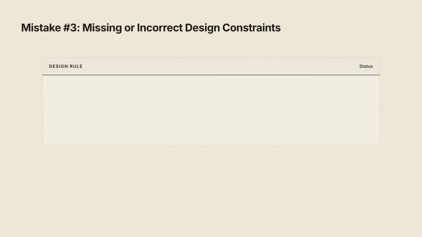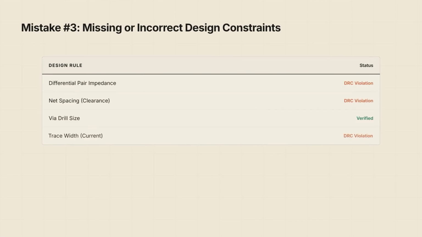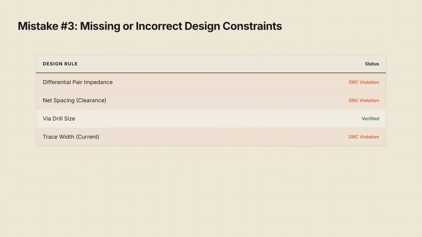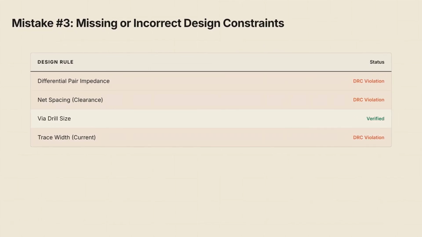Trace widths, spacing rules, differential pair constraints, impedance requirements, and drill sizes must be defined before routing begins. Incorrect constraints often lead to manufacturing and signal integrity issues. Always check your constraint settings before you release the design. Automating these checks through DRC is your first line of defense against human error during the routing phase.